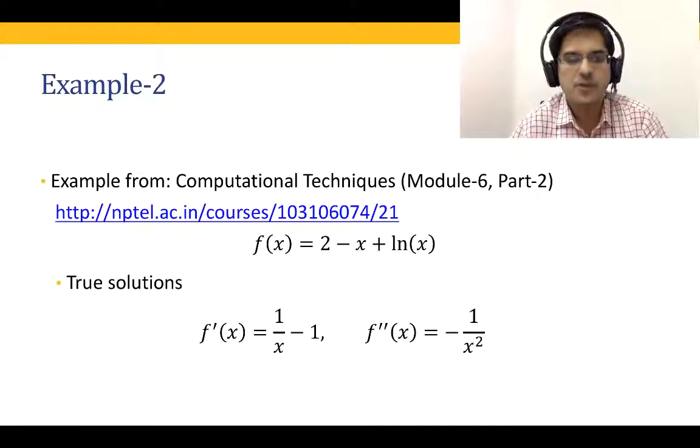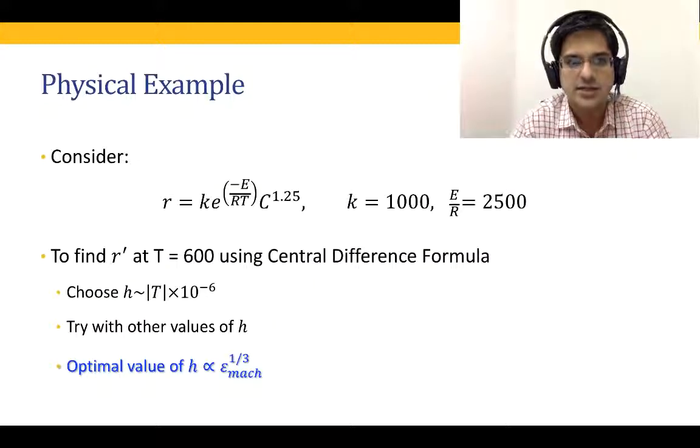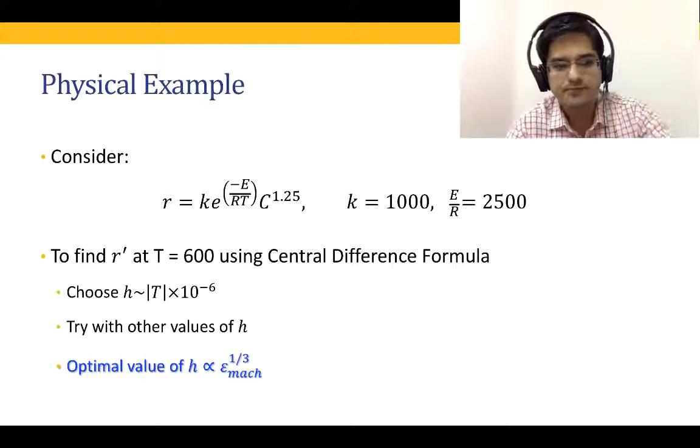Now that we have completed the numerical differentiation for the second example, 2 minus x plus ln x, let's head on over and look at a problem of practical interest. This comes from chemistry, as you all know that the rate of reaction can be written in the Arrhenius form given over here. So rate R is K multiplied by e to the power minus E by RT multiplied by concentration to the power 1.25. The rate constant K is equal to 1000 and E by R equal to 2500. Let's go on to MATLAB and try to solve this problem.